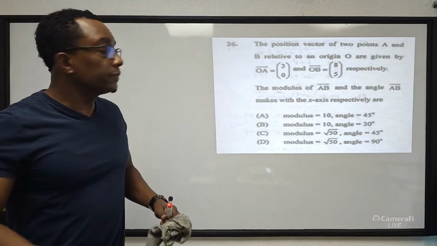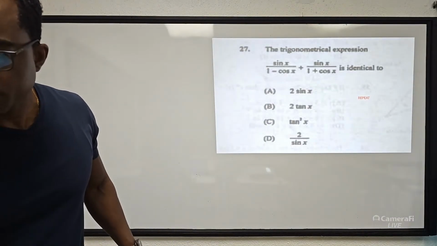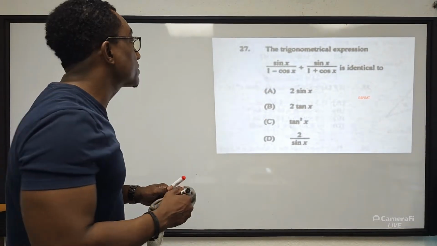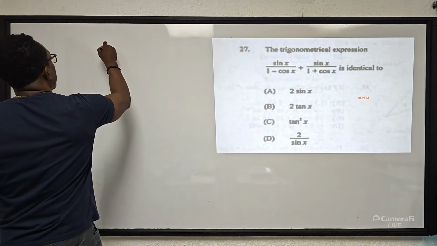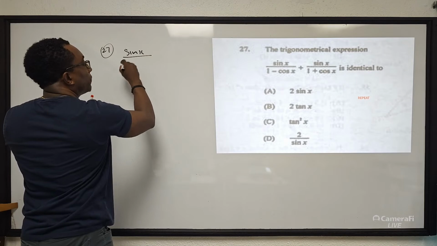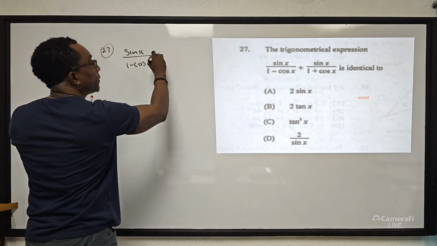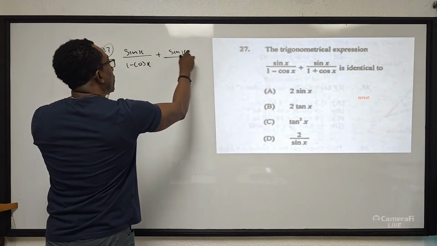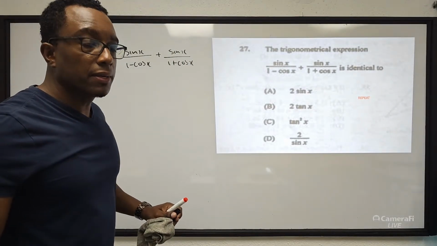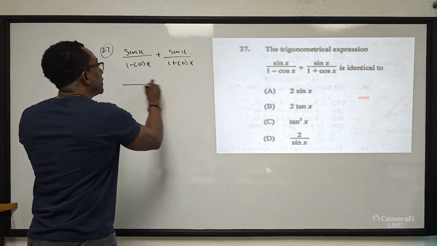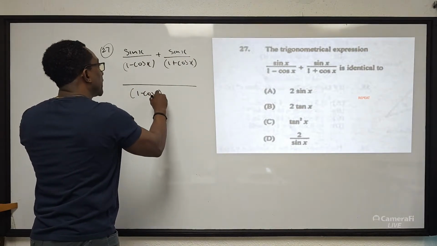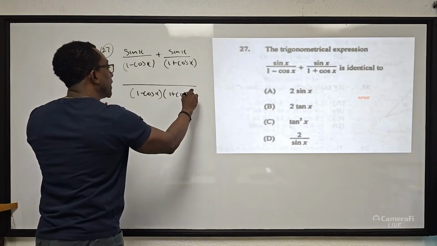So 27, right, another repeat. So this is a repeat. We would have also done this last night, 27. We have sine x all over 1 minus cos x plus sine x all over 1 plus cos x. So again, to simplify that, we must find the LCM first. The LCM will be 1 of each. 1 minus cos x, 1 plus cos x.